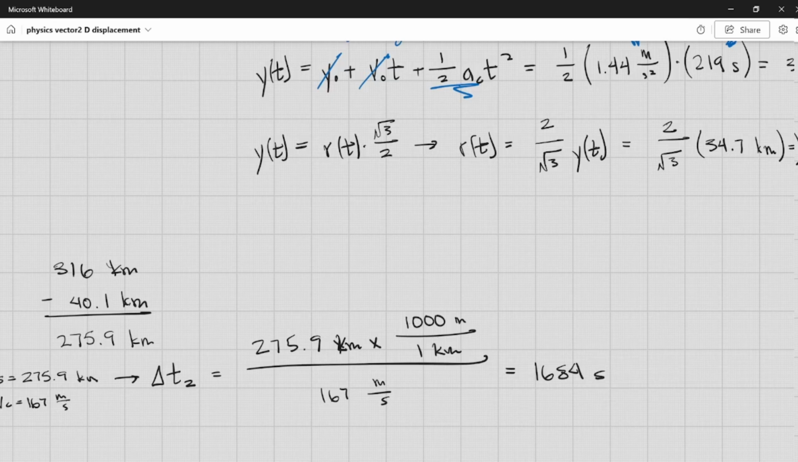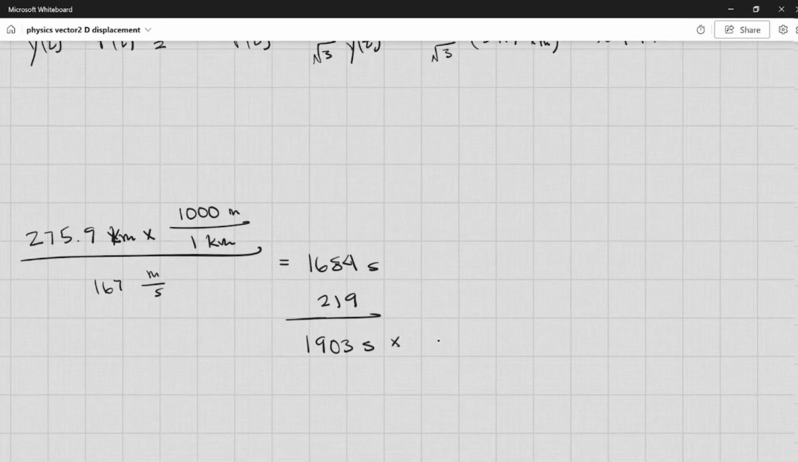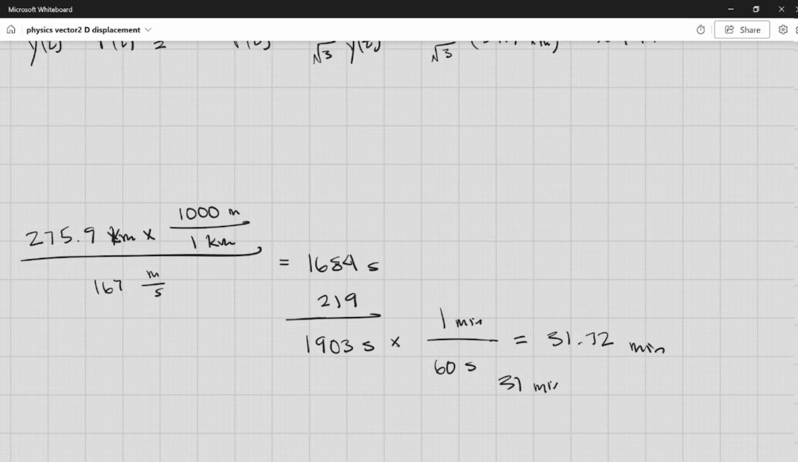And so this is for the second time interval. The first one was 219 seconds, right? This is going to put me at 1,903 seconds. You probably want to think about this in terms of minutes, though. So if there's 60 seconds per 1 minute, this is our unit fraction. We talked about this in another video. And this equals 31 minutes. Well, 31.72 minutes, which is basically like 31 minutes and 45 seconds.